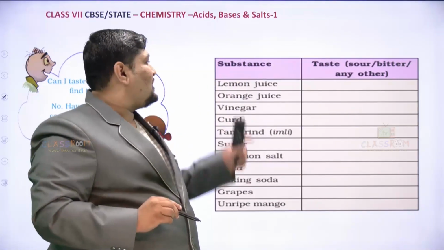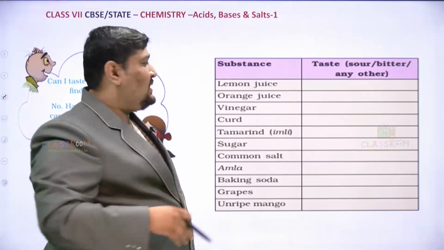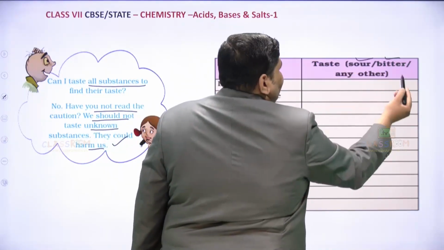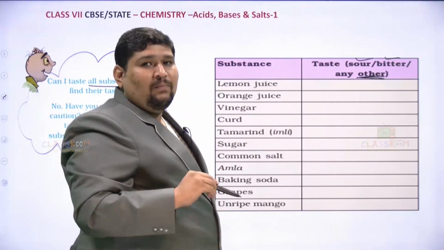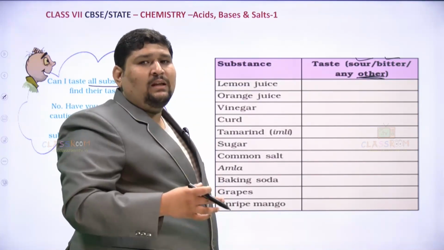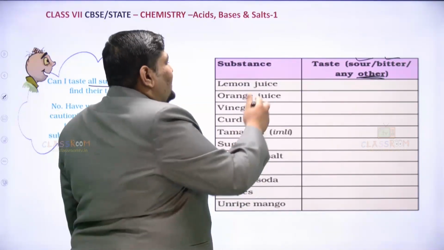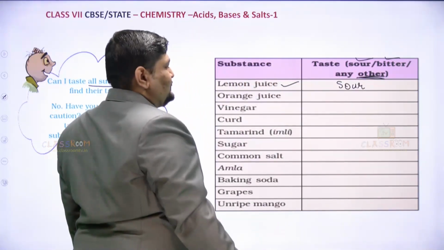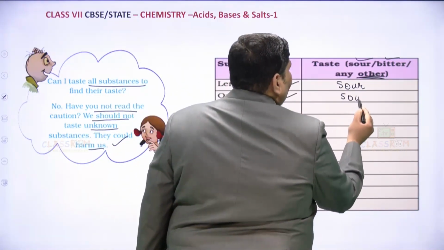Here you can classify some of the substances depending on taste, as we discussed. For example, lemon juice. Tell me, children, you can see sour, bitter, or any other. Other in the sense of what other tastes we come across: salt and sugar. If they are salty, you write salty. If sugary, then sweet in nature. Lemon juice is found to be sour in taste. Coming to orange juice, even orange juice is sour in taste.